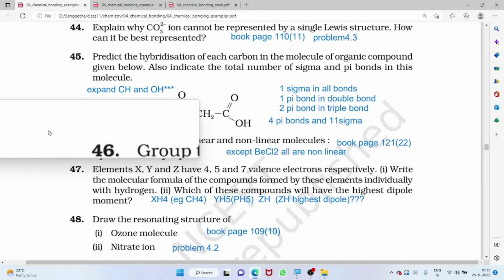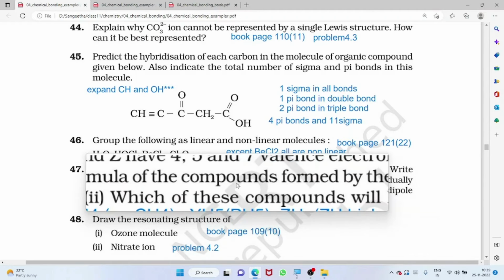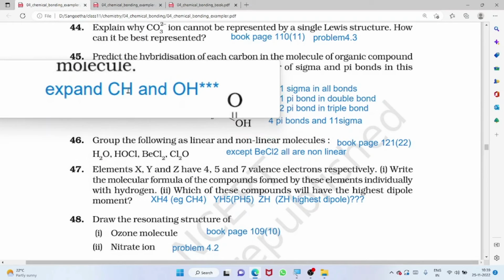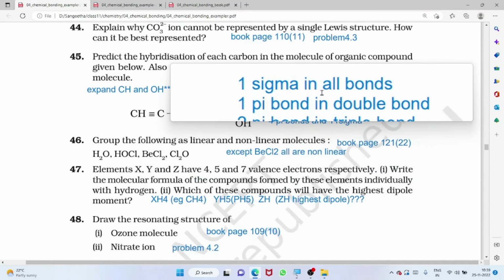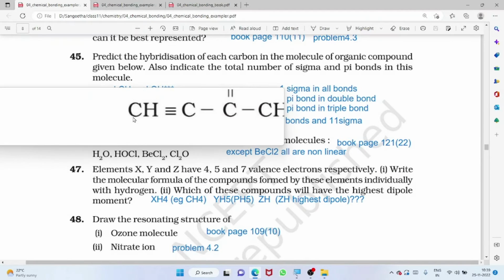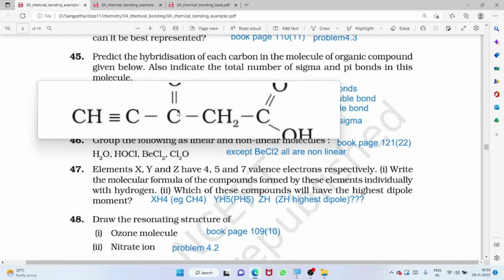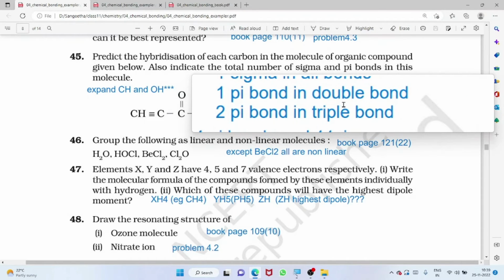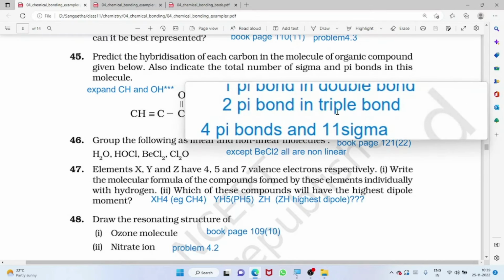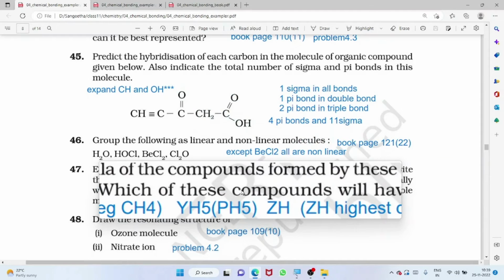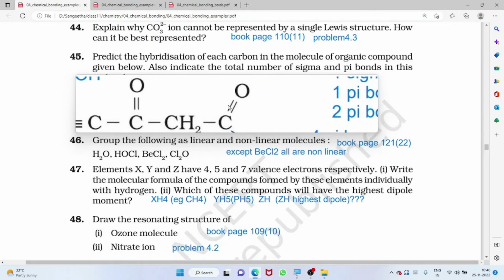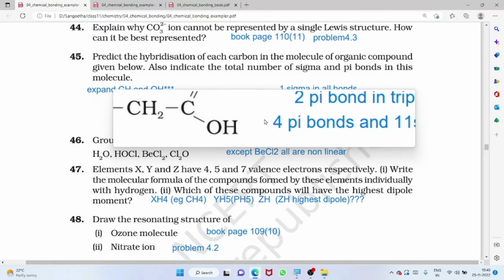Predict the hybridization of each carbon atom in the organic compound, and indicate the total number of sigma and pi bonds. For carbon hybridization, you can read the book. Here you have to expand the CH and OH. They are asking about sigma bonds, and the CH bonds are not expanded here, so you have to expand. There is one more sigma bond here. A triple bond has two pi bonds and a single sigma bond; a double bond has one pi bond. So here two pi bonds, one pi bond here, one here: 2 plus 1 plus 1, so 4 pi bonds it is having.